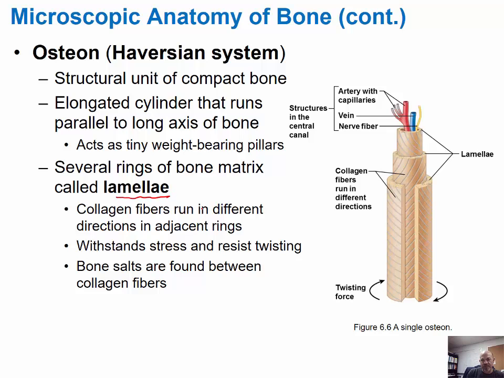And then the collagen fibers are going to run in different directions in adjacent rings. And you can see that illustrated to the right. You can see these collagen fibers on each layer are running in different directions, and that's kind of important because that helps to withstand stresses and resist twisting from the bone. And then the bone salts are found between the collagen fibers, so the bone salts will be laid down between the collagen fibers themselves. Also notice that along the inside there is the structure called the central canal or Haversian canal, where you find blood vessels, lymphatic vessels, and the yellow structure there representing nerves, nervous tissue.